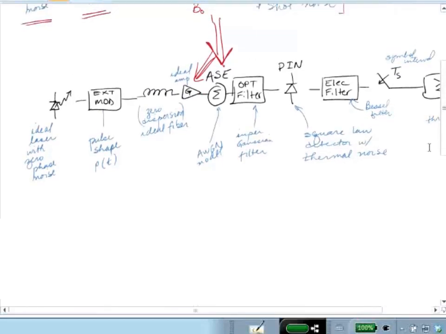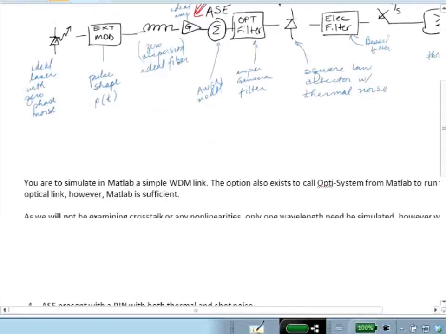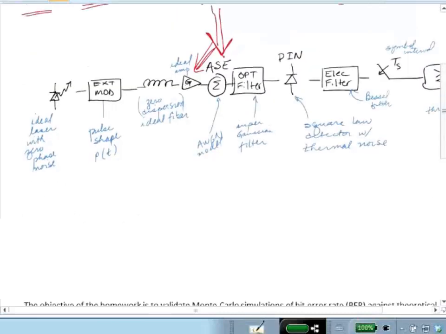So we're going to be assuming 50 gigahertz spacing on these WDM channels, which means essentially that we're setting the optical bandwidth of our filter. So the optical bandwidth of our filter is going to determine the level of ASE.